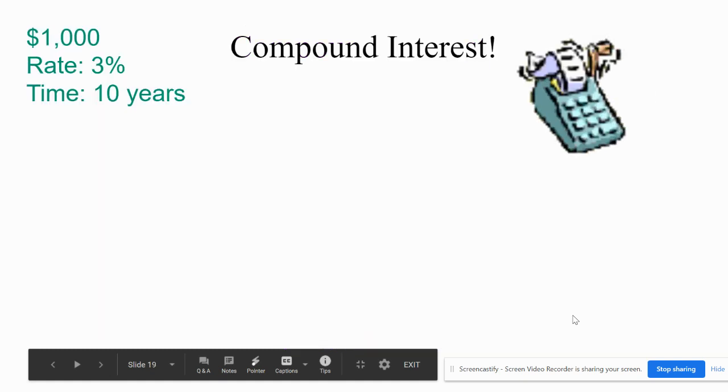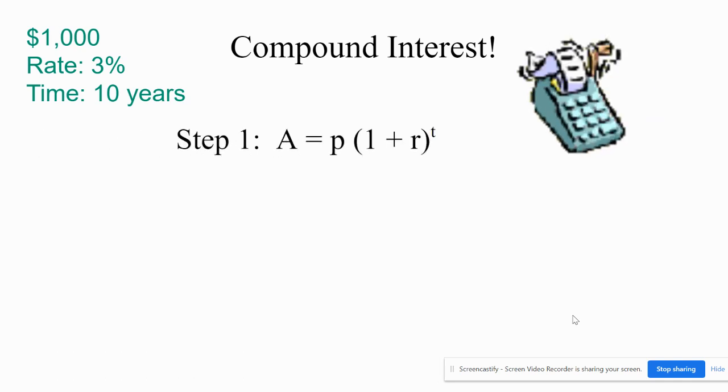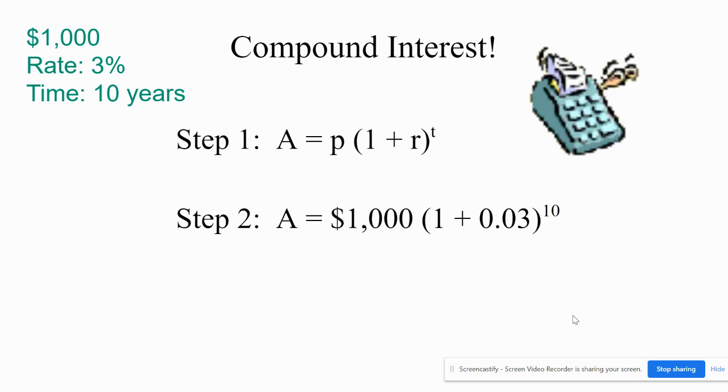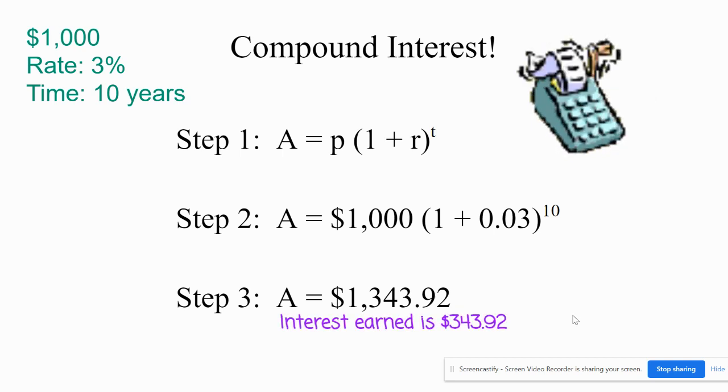Let's take a look at another example. Here, my principal is 1,000, rate is 3%, time is 10 years. Start with my formula. Substitute in values for variables. And now I'm ready to calculate. So I use the same formula each time. To determine the amount of interest earned, I subtract my principal from my final balance, and I get $343.92 is my earned interest.